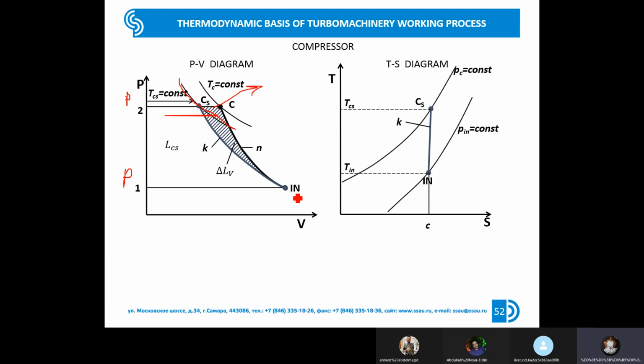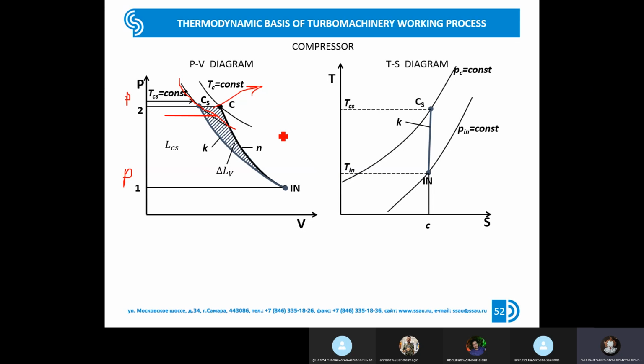So in reality, in PV it will look like the line in C. And you see that the angle will be much larger than in the ideal case. So the area 1, 2 CS in is the area which we spend for realizing the ideal compression. And let's try to understand what the area of the triangle in CSC means.